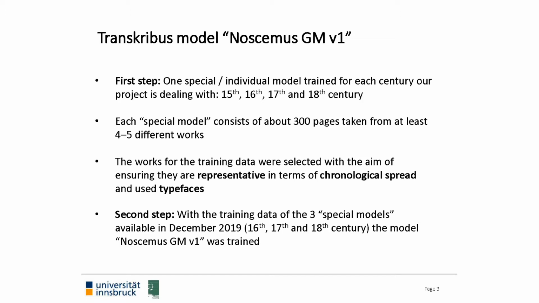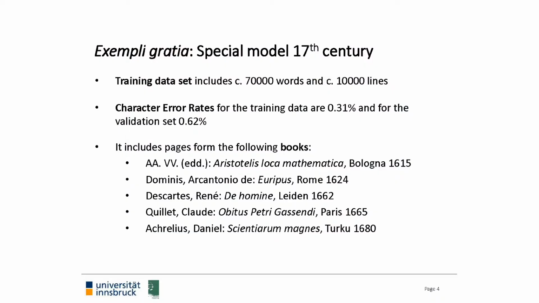As a second step, when I had a couple of individual models available, I merged those individual models into one general model called Nos Cemus General Model version 1. As an example, here I have the special model for the 17th century. The training data consists of about 70,000 words and about 10,000 lines. The character error rates for the training data are 0.31% and for the validation set 0.62%.